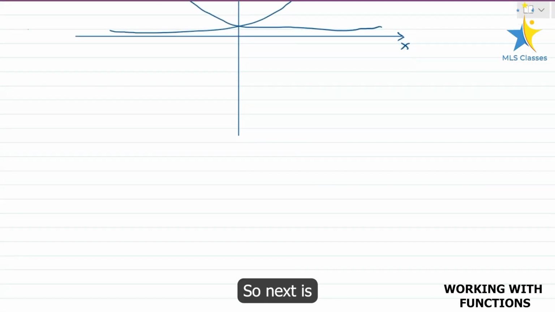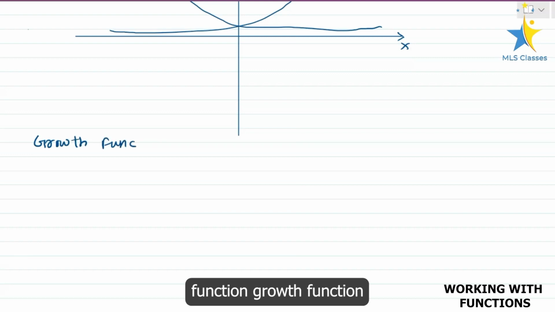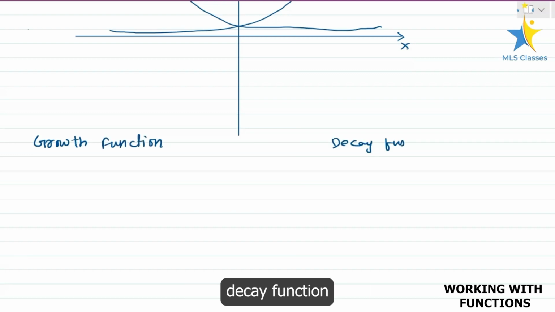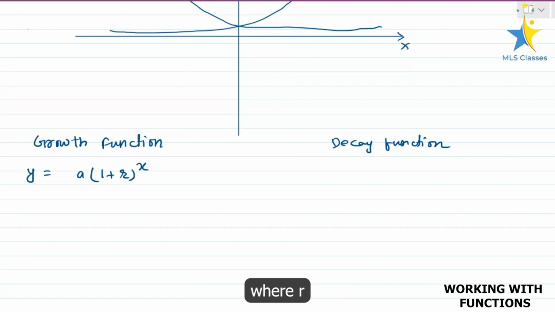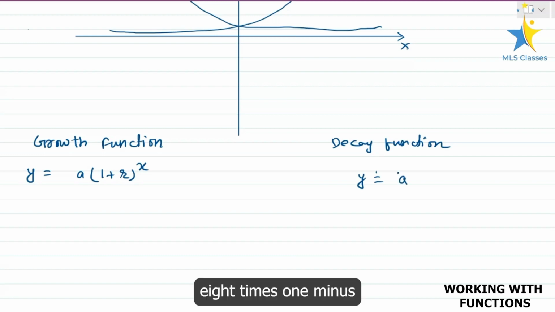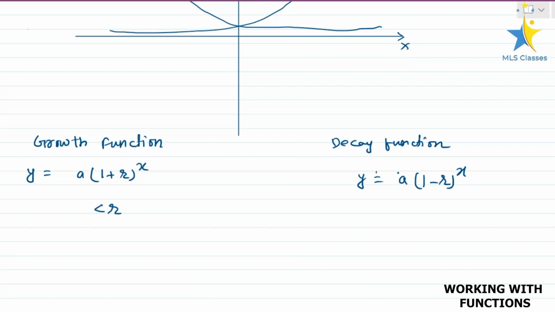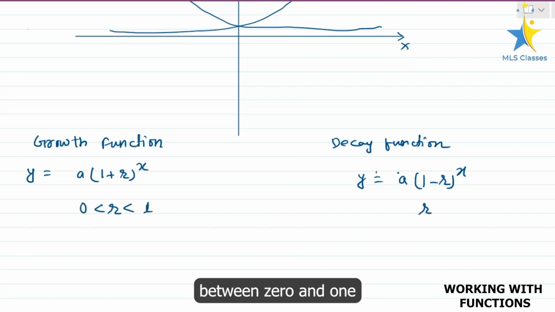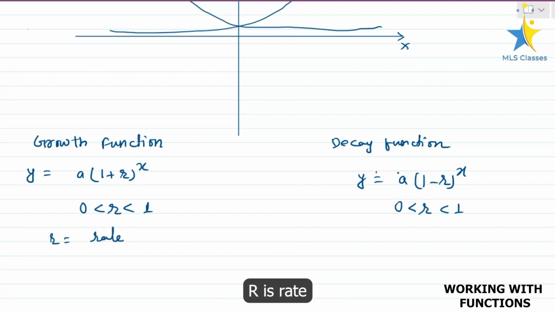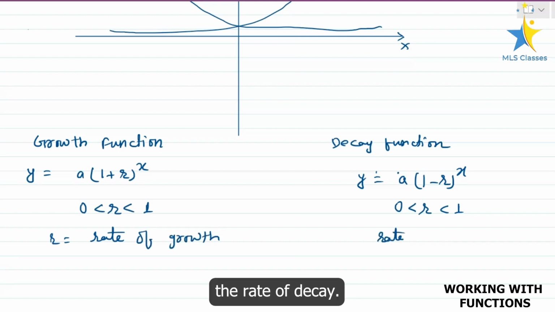So next is the growth function or decay function. The growth function is written as y equal to a times (1 plus r) to the power x, where r is the rate of growth, and the decay function is written as y equal to a times (1 minus r) to the power x, where r is a number between 0 and 1, because that will always be given in decimals. R is the rate in both types of questions. Here it is the rate of growth, here it is the rate of decay.